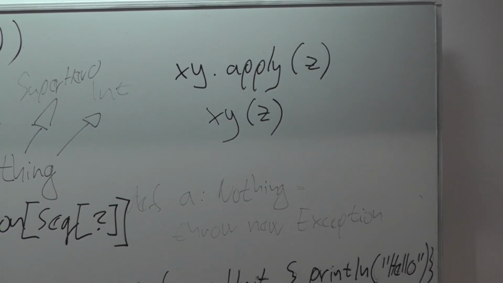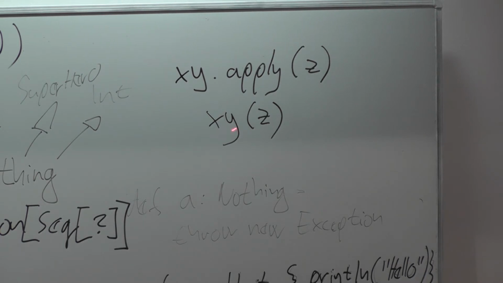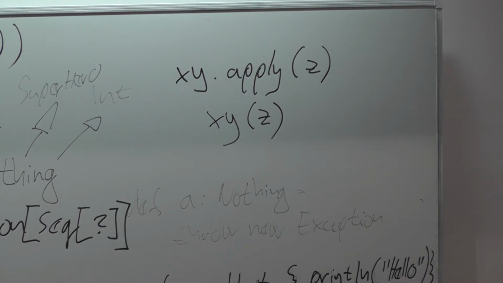The compiler, in this case, thinks: okay, x, y, what is it? Is it a function? If it is, call it with the parameter z. If it's not, does it have an apply method? And if it does, call it with the parameter z. This is what you write. This is what you get. And actually, a function has an apply method.